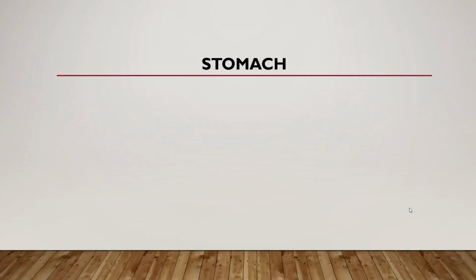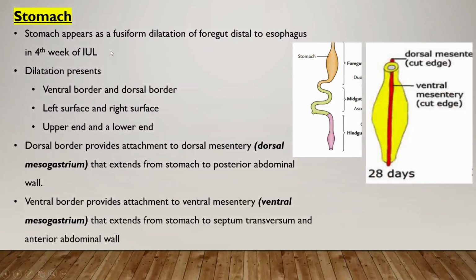Now, development of the stomach. The stomach appears as a fusiform dilatation in the foregut distal to the esophagus in the 4th week of intrauterine life. Because of this dilatation, there is a ventral border and a dorsal border, a left surface and a right surface, an upper end and a lower end. So you can see there is an upper end, there is a lower end, and there are two borders, which are ventral and dorsal.